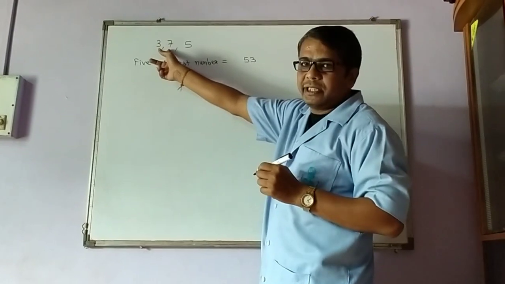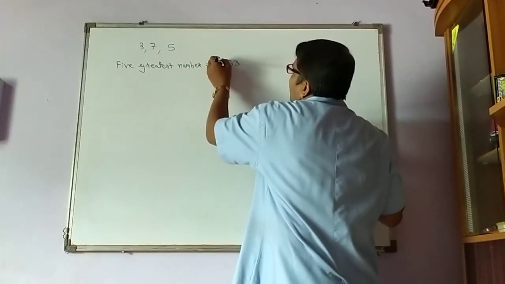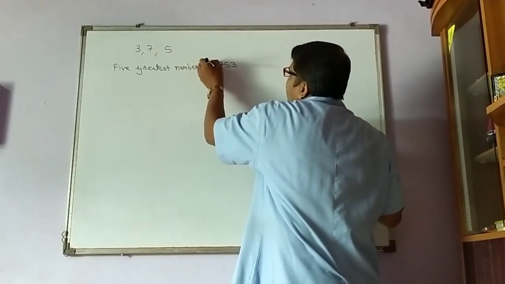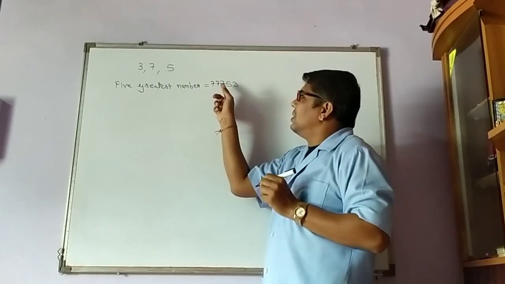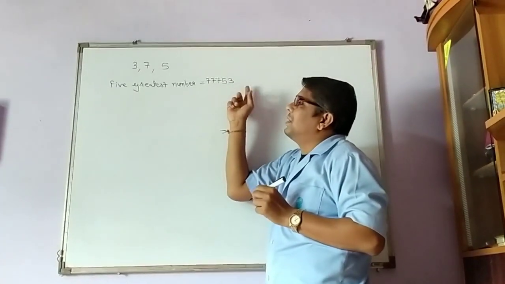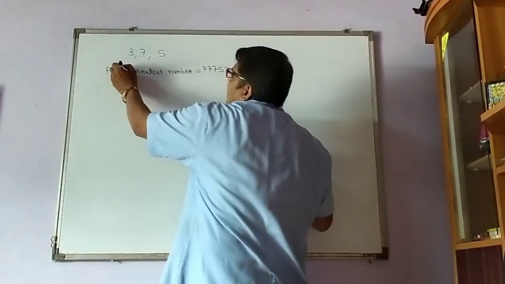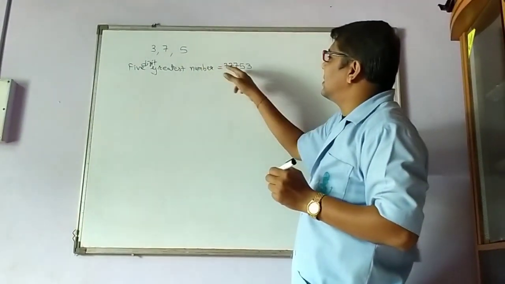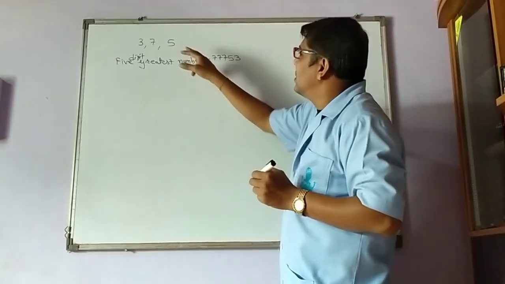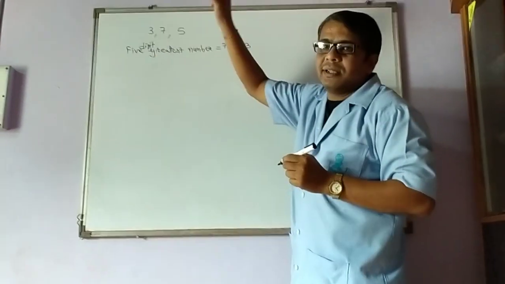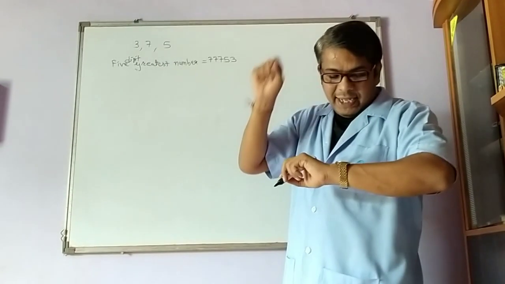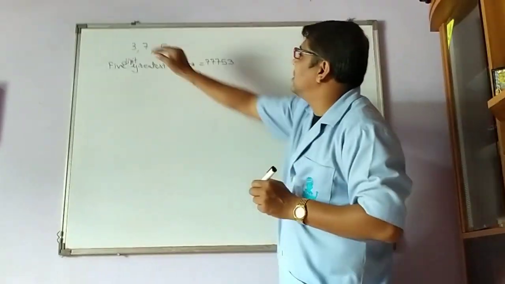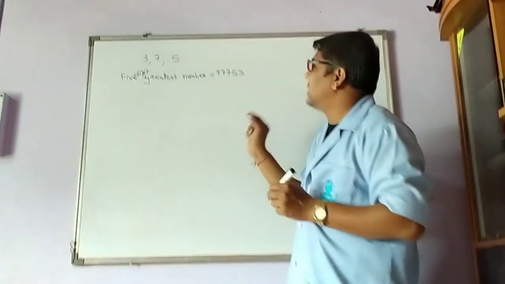So the greatest digit will occur that many times. So 7, 7, 7, 5, 3. Do you get it? So 77,753 is the 5-digit greatest number. Okay, so that is the 5-digit greatest number. So at that time 7, the highest digit, is repeated the maximum number of times.